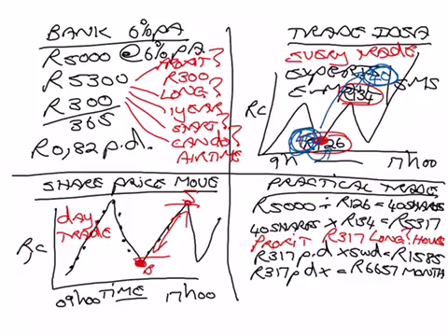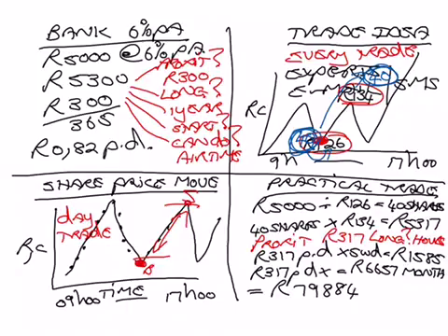Clear the calculator. 317 Rand per day. Multiply by 21 days. Multiply by 12 months. 79,884.